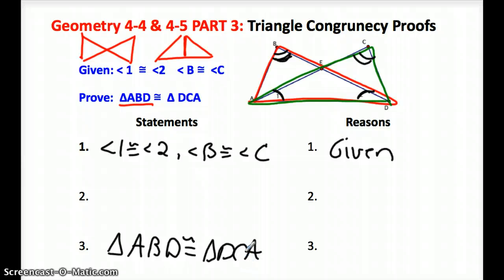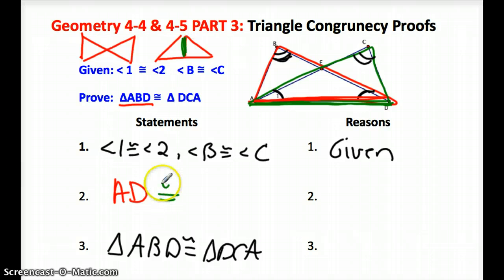Now I have two angles marked, so I'm going to need a side. I'm not going to have AAA, that is not a triangle congruency test. Do you see here, this red line is AD, and this green line here is also called AD. That's a shared side. So I'm going to write AD congruent to AD. I'm going to use the reflexive property.